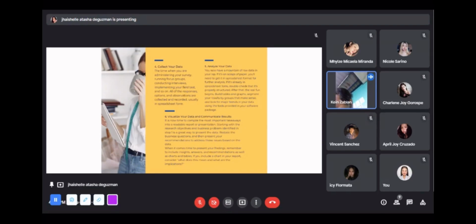Step 6: Visualize your data and communicate results. It is now time to compile the most important takeaways into a readable report or presentation.